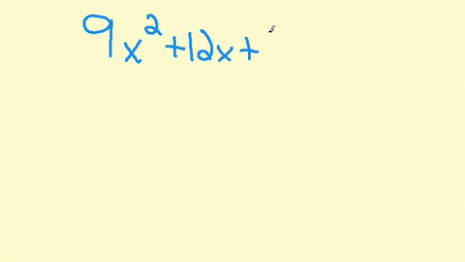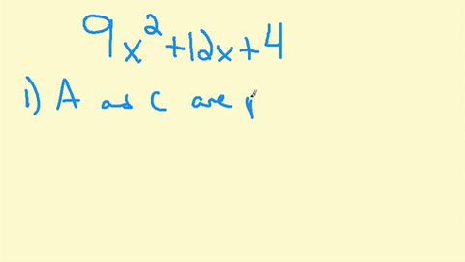And I have 9x squared plus 12x plus 4. Alright, we need to meet two rules. First rule. The A term and the C term are perfect squares.